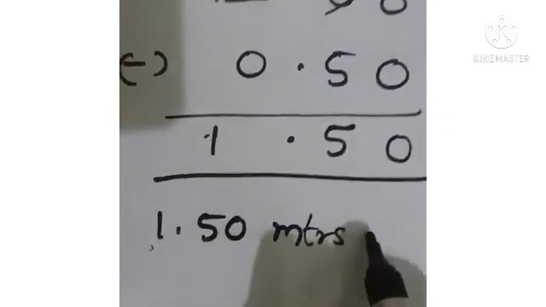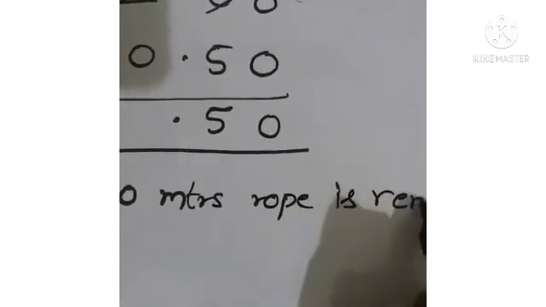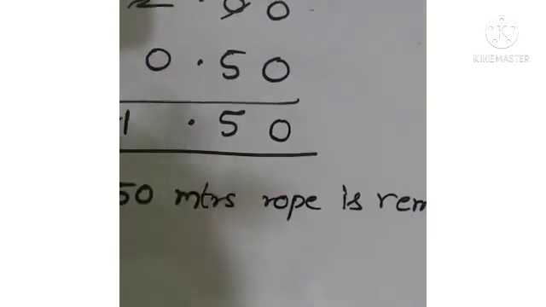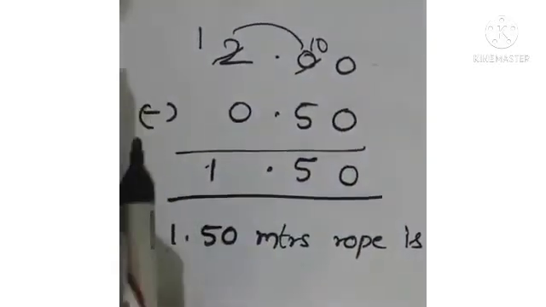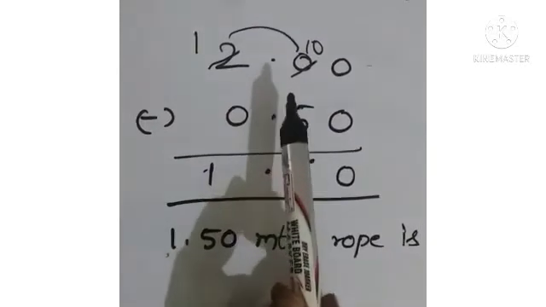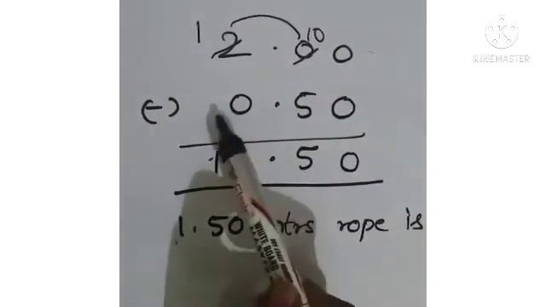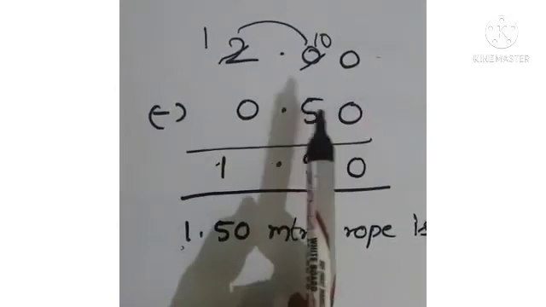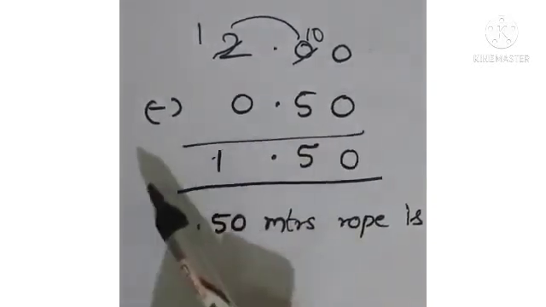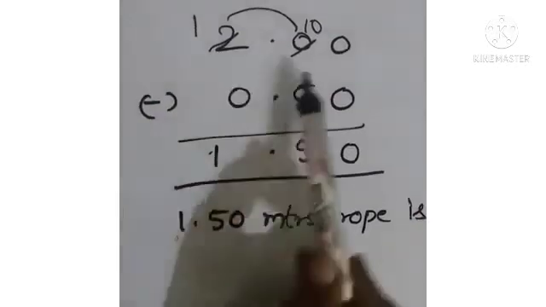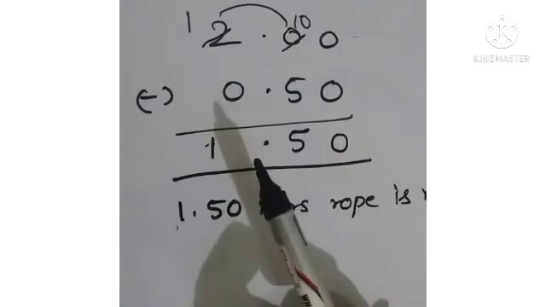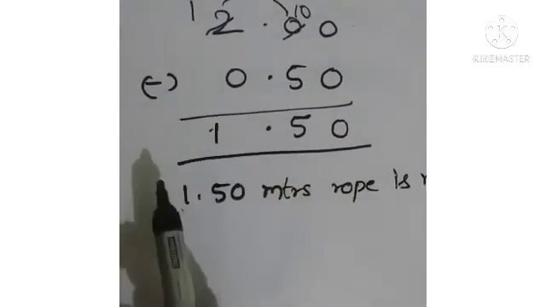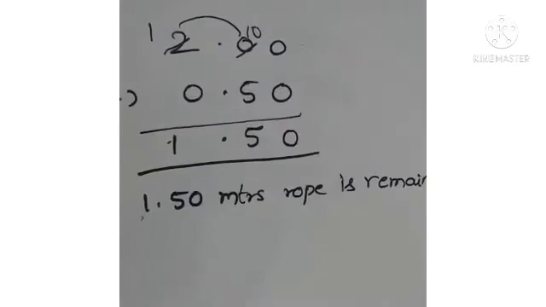1.50 meters of rope remain. Arrange the given measurements in order. Put the zero to fill this gap. This does not affect the subtraction. Zeros on the right-hand side can be omitted. So 1.50 meters of rope remain.